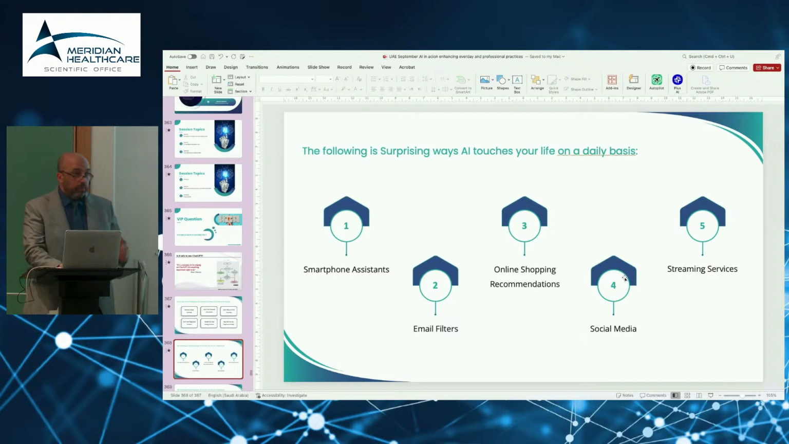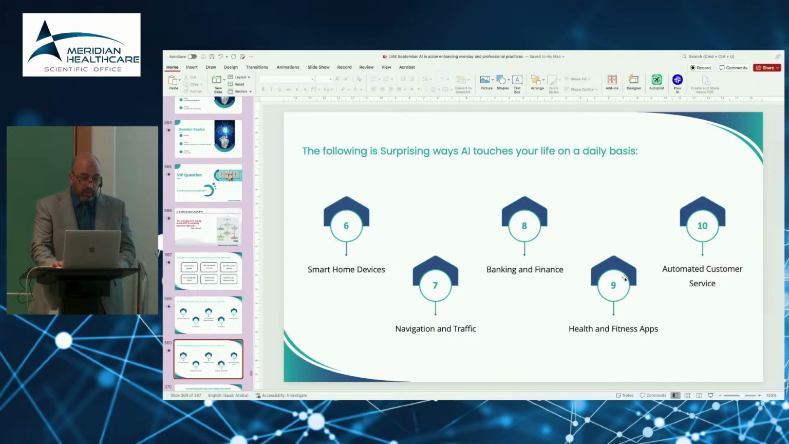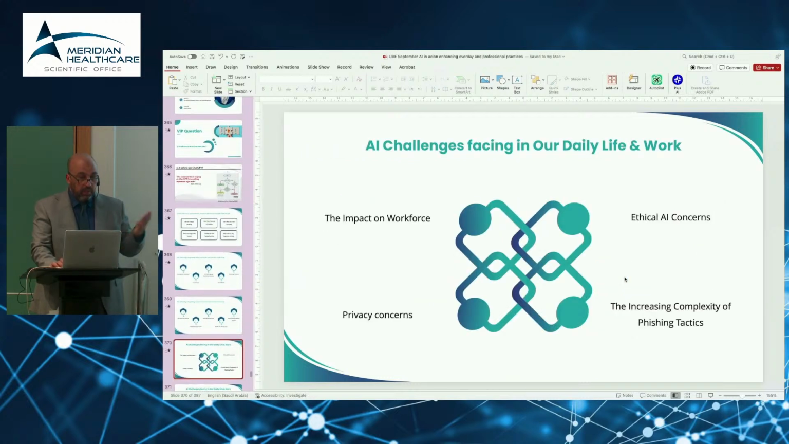Also online shopping recommendations, as you mentioned earlier, streaming services, social media, as mentioned by Prof. Ahmad earlier. A smart home device. We now have a UV cleaner in the home. Navigation and traffic, banking and finance, health and fitness apps, automated customer service. Many, as mentioned earlier, all of our life aspects are controlled by AI.